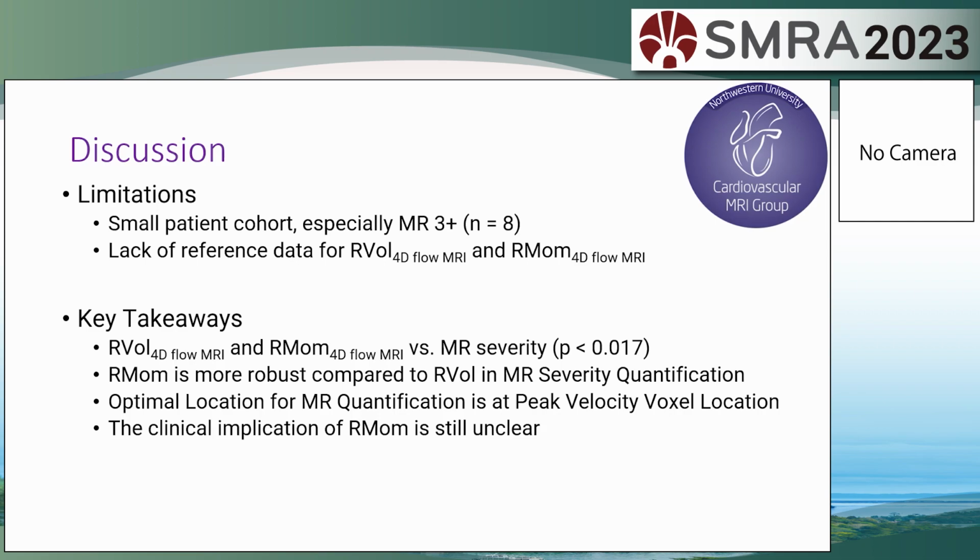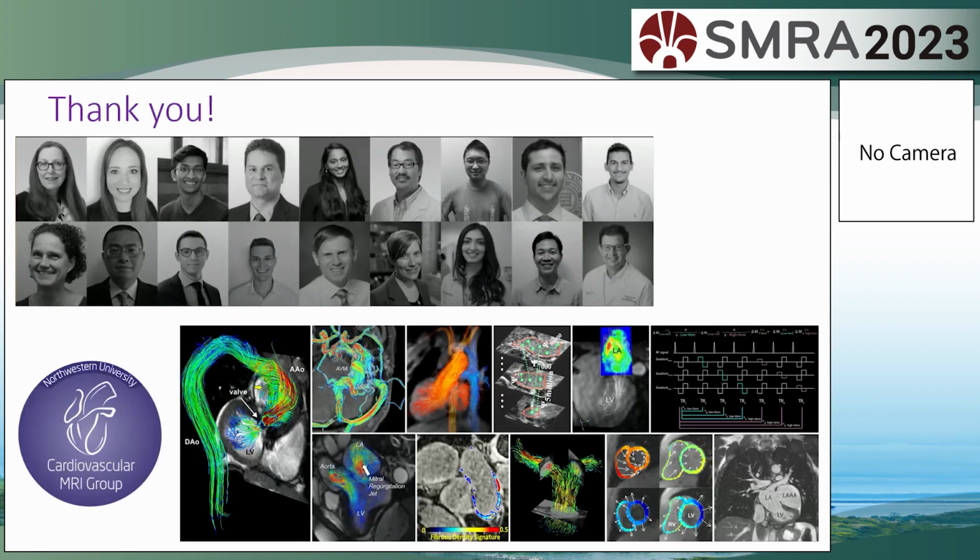MR is best quantified at the peak velocity voxel location. And finally, the clinical impact of regurgitant momentum is still unclear. However, the stability of this parameter should continue to be researched.